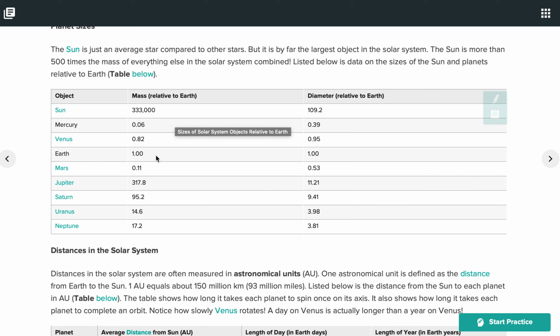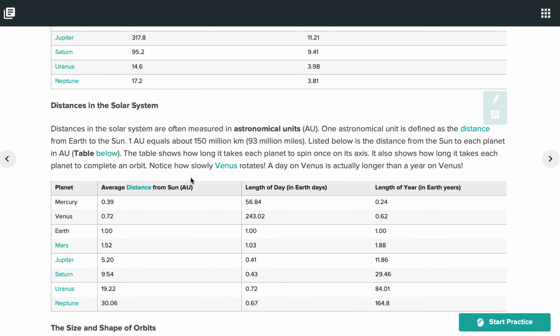Earth, obviously, we're the same size, 1 to 1. Mars is a little bit smaller than us, not by a lot. But Jupiter is, check that out, 300. And 17.8. Saturn's 95. We got 14 and 17. So basically, all of the Jovian planets are larger than Earth. And we kind of rock in as the biggest planet in the terrestrial planets.